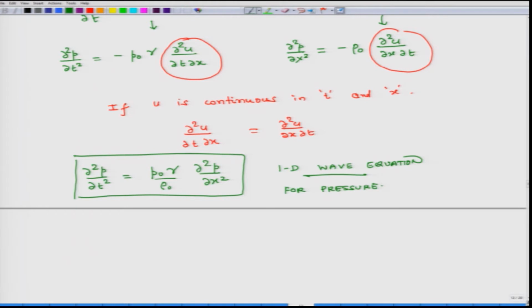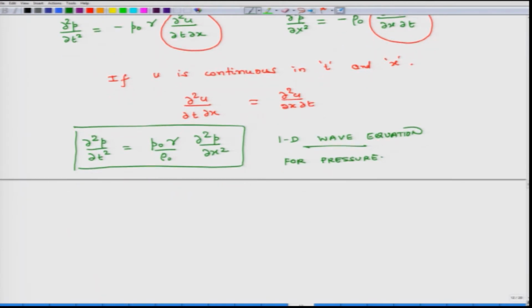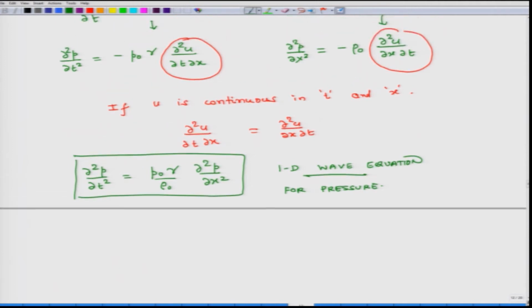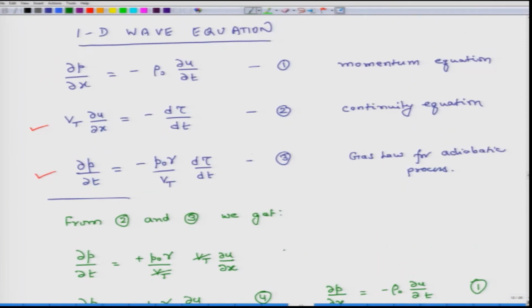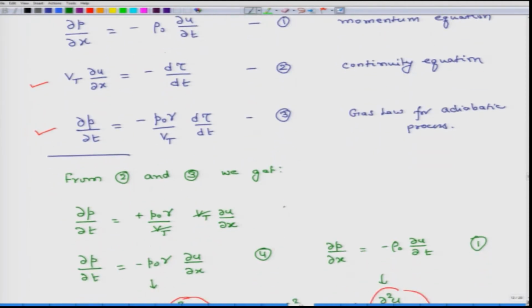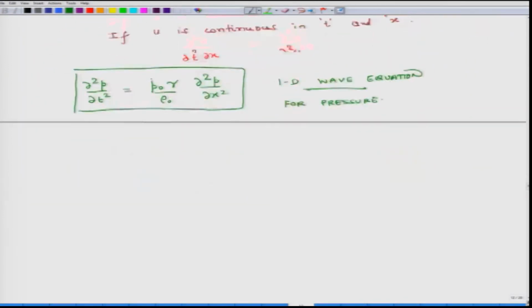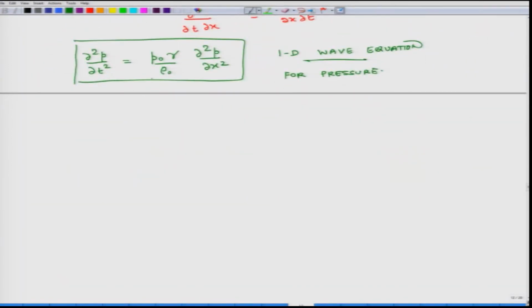So, in this 1D wave equation, both the sides involve pressure, and the left side has a second derivative in time, the right side has a second derivative in x. And similarly, what we have done here is that from these three equations we had eliminated tau and u. We can do similar mathematics and eliminate tau and p, and using the same approach we will also get a similar equation for velocity.